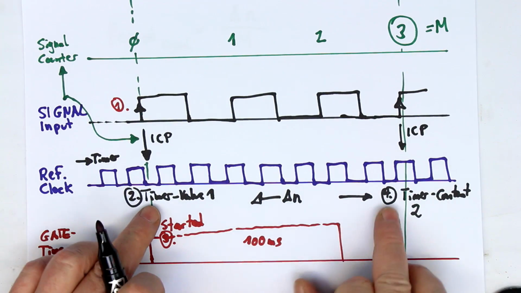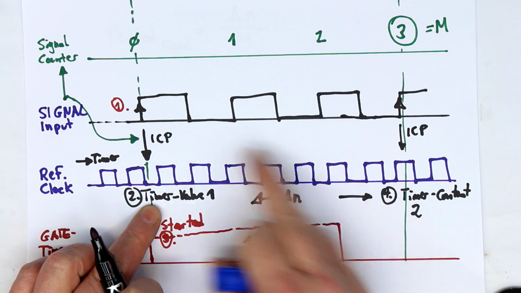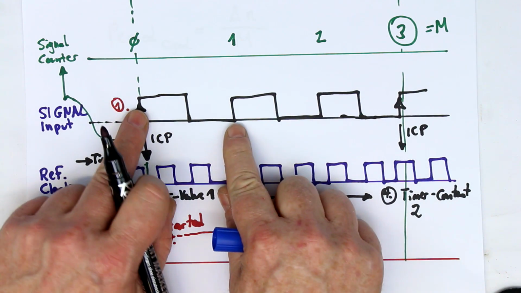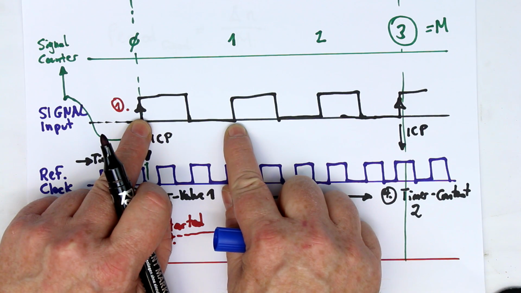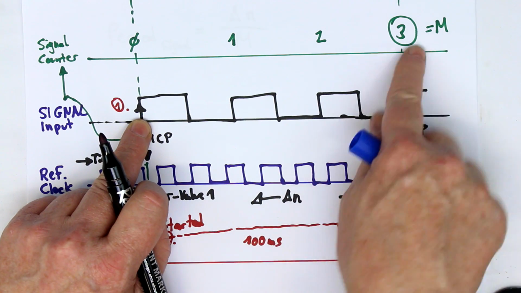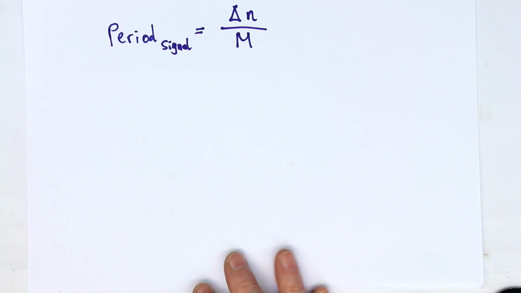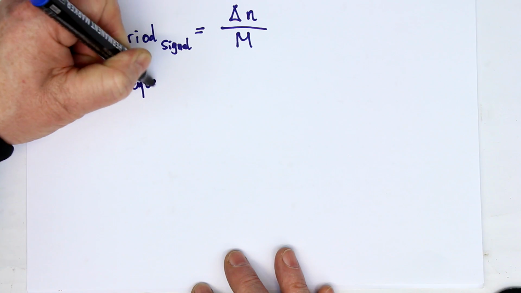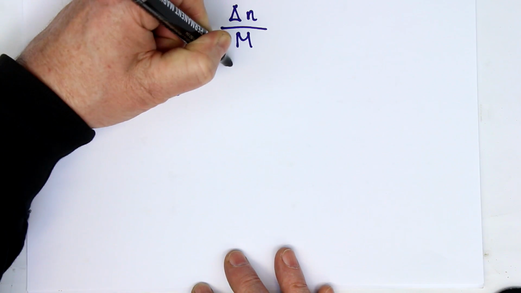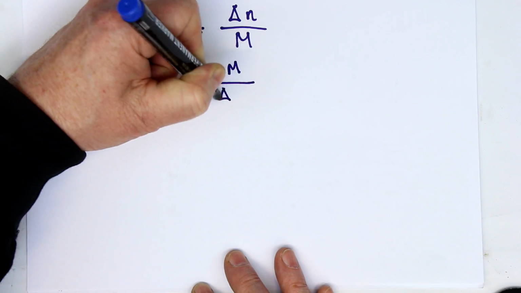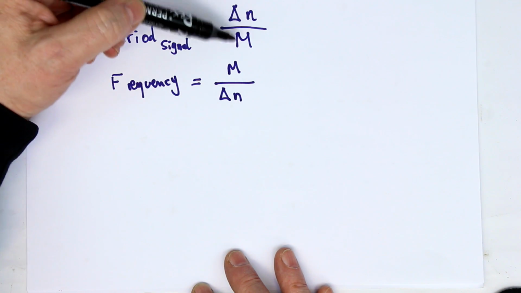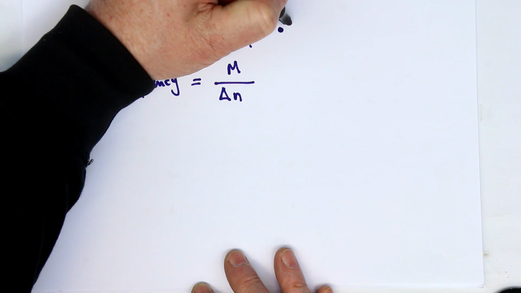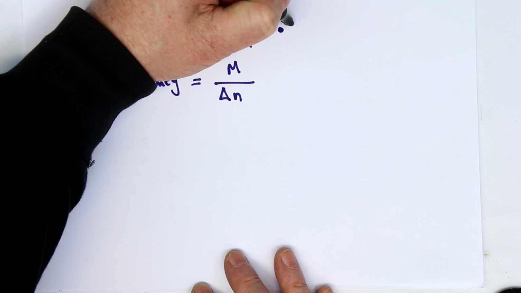Remember, we have delta n pulses, but we have m signal pulses. So one signal period is simply delta n divided by m. That is all, or the frequency is just the reciprocal of that. It's m divided by delta n. Of course, we have left out one thing. We have to multiply this with the period of your reference clock.